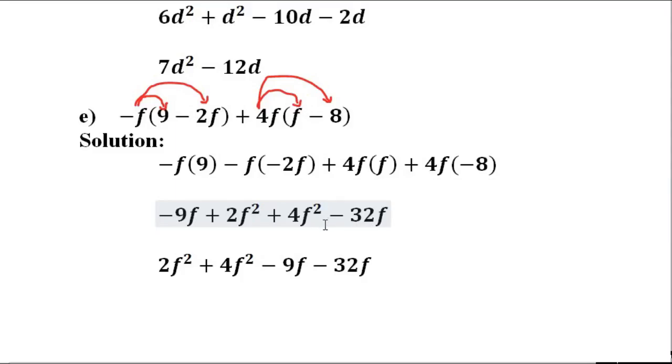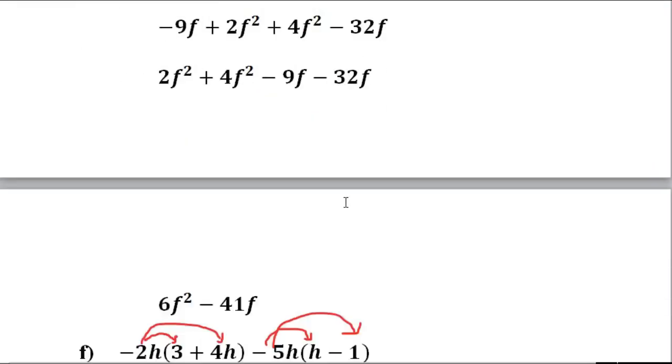Now for this expression, I am going to rewrite it with all of the like terms next to each other. This is a strategy we can use to organize the expression and make combining like terms a little simpler. Since all of the like terms will be right next to each other, let's identify any like terms in this expression. We have positive 2f squared, positive 4f squared, and negative 9f, negative 32f.